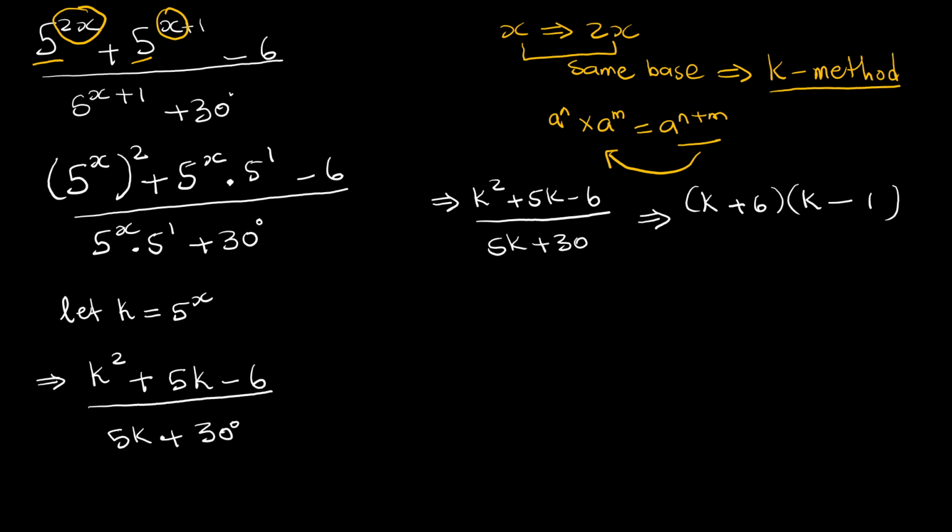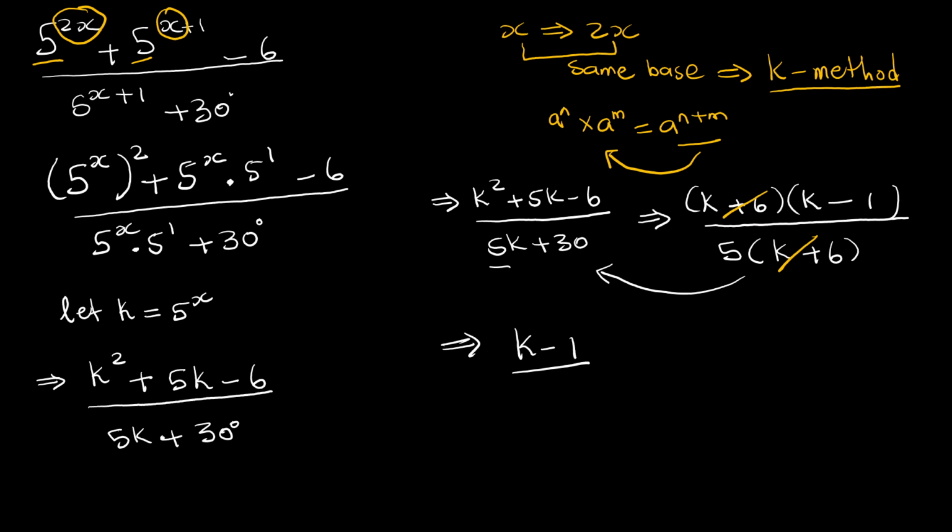Then I need you to go back and revise on how to factorize quadratic equations. So let's divide everything now by 5k plus 30, but I can see that I have a common factor of 5. I'll take 5 out as a common factor. I'm left with k plus 6, because if we multiply out the bracket, this guy will take us back there. Okay, now I'm happy because I can see that I'm going somewhere. These two guys cancel. On top, we are only left with k minus 1 over 5.